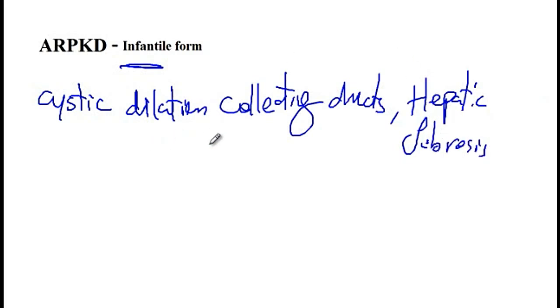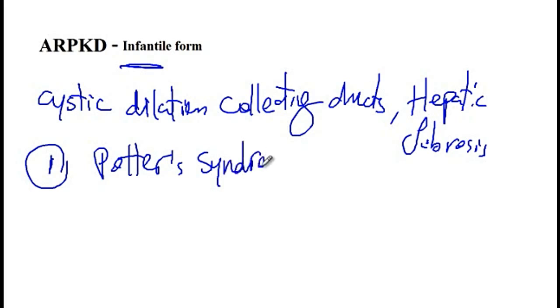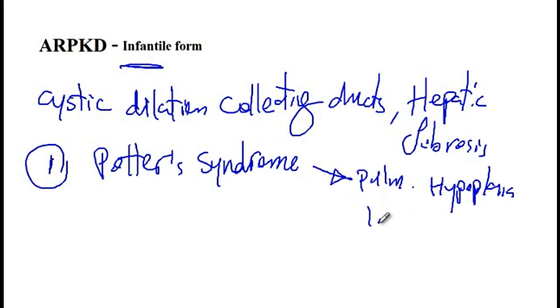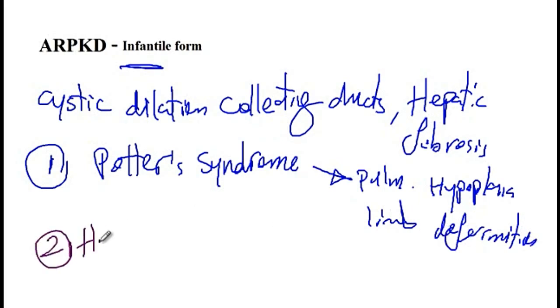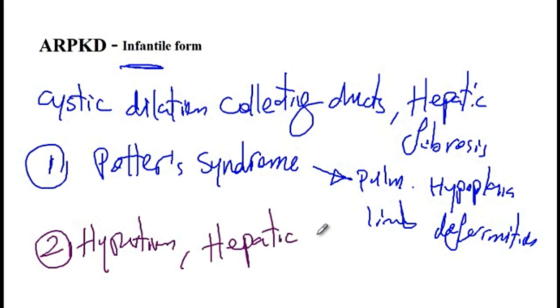Now, because of the renal failure that these patients develop, they present with Potter's syndrome from oligohydramnios, and thus present with pulmonary hypoplasia as well as limb deformities. And thus these patients usually die immediately after birth. And those that survive will still suffer from hypertension as well as portal hypertension from hepatic fibrosis.